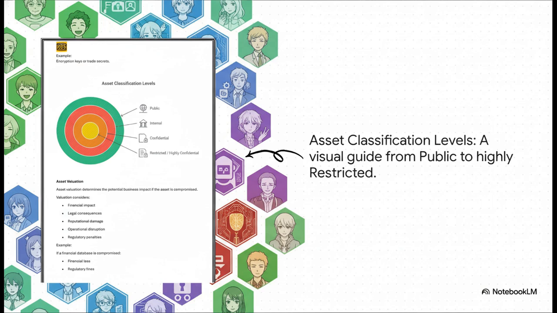Just look at these circles. Think of it like this. The stuff on that outer green ring is public, no big deal if it gets out. But as we move closer to the center, things get more and more sensitive. You go from internal to confidential until you hit that red core, restricted data. This is your secret sauce, and if it gets out, it could cause serious damage. This map tells you exactly where to focus your best defenses.